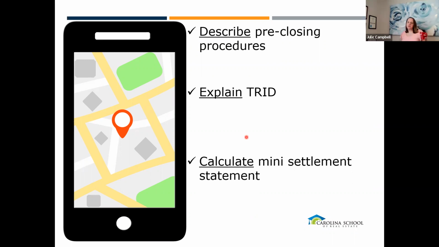And then we're going to do some math. And the math we're going to do is calculating a mini closing disclosure, a mini settlement statement. We call it mini because we're not doing a full-blown one. We don't need to figure out how much the buyer has to bring to closing, and we don't need to figure out how much the seller is going to get. For your test, you're going to have a question: how much does the buyer have to bring to closing? So we're just going to focus on the buyer's debits and the buyer's credits.